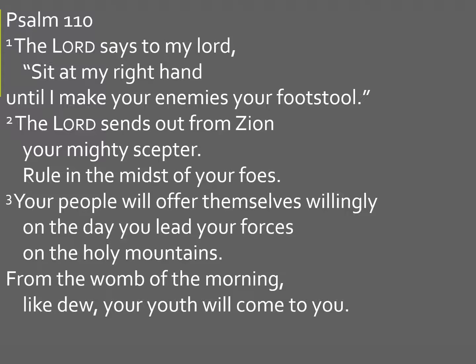As you can see in this psalm, there's a concern for Zion, or Jerusalem, and a mighty scepter, which would be a mark of a ruler. There's this idea of the midst of your foes, which would refer to other nations warring against Israel, as well as your people, or the people collective under the king.